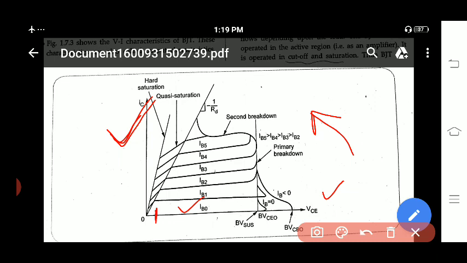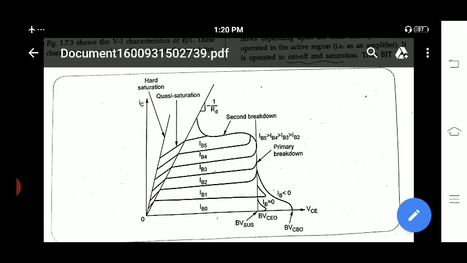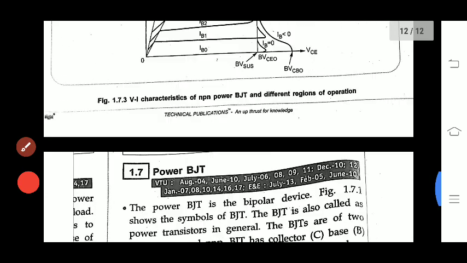Saturation region means this is the region where your transistor works like an on switch. Here you can have two types of saturation, hard saturation and soft saturation, as you can observe here. And also here we can have two types of breakdown. Here you can observe primary breakdown as well as secondary breakdown will take place. Next we can have some other different parameters. We will see what the different parameters are in the next section.